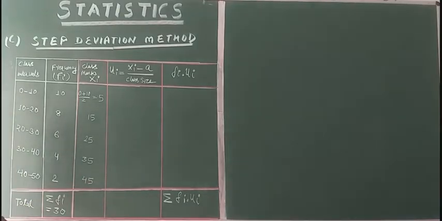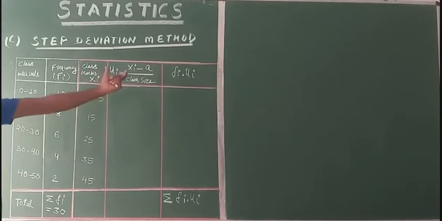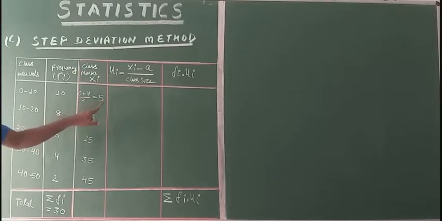How will we find the class marks? We add the lower limit plus upper limit and divide by 2 for each class interval. So the class mark of the first class interval is 5, the second is 15, the third is 25, then 35 and 45. Our next column is ui. Ui is xi minus a upon class size. These are the xi's, 5, 15, this one.